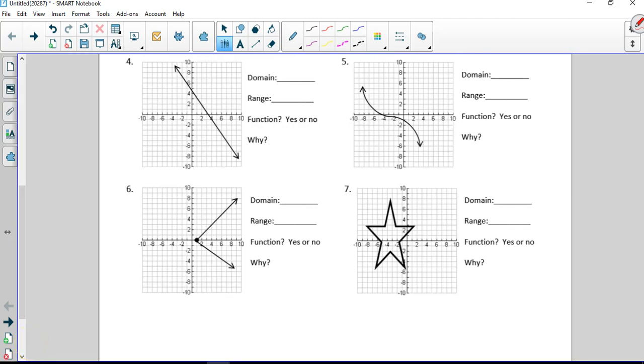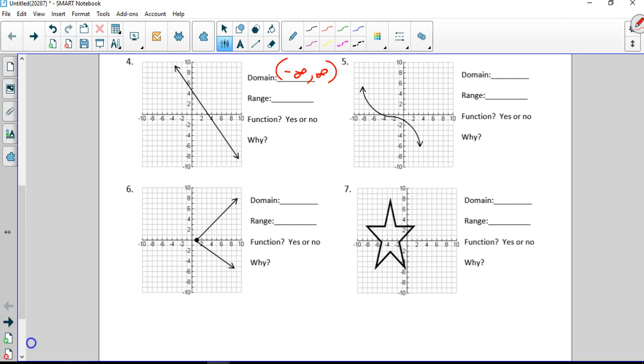Okay, so now that we're on actual pictures, graphs, now is where we're going to not just put specific numbers for the domain and range. This is where we're going to use brackets and parentheses and infinities and negative infinities and so forth. So number 4, the arrows mean it keeps going on forever. So the domain is quite simply negative infinity, positive infinity.